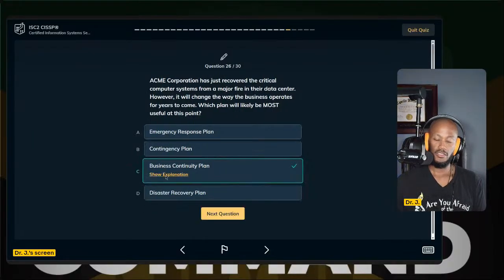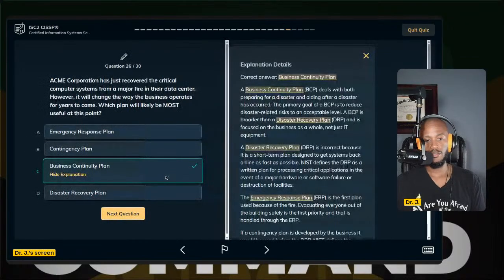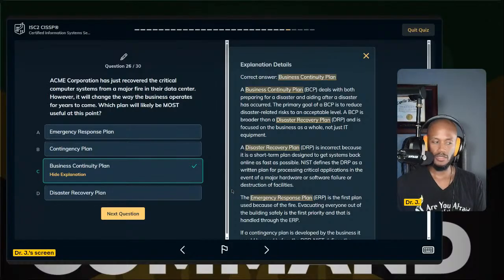They nearly got you with the fire as a disaster. I can see where some people may get that wrong for sure. The BCP deals with both preparing for a disaster and aiding after a disaster has occurred. The primary goal of a BCP is to reduce disaster-related risk to an acceptable level. A BCP is broader than a disaster recovery plan and is focused on the business as a whole, not just IT equipment.